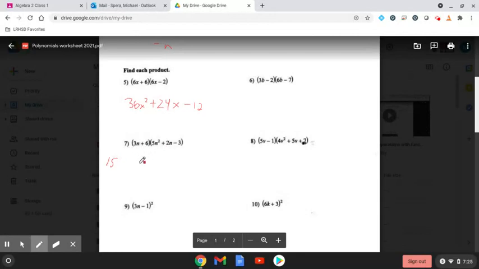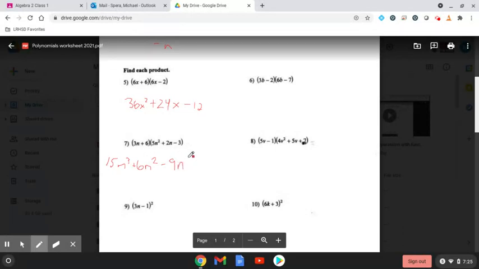So 3n times 5n squared is 15n cubed. Again, sorry about the handwriting, guys. If we're home again tomorrow, I'll probably have to somehow at some point venture out to school to get that tablet. So 3n times 2n, that's plus 6n squared. 3n times a negative 3 is negative 9n.